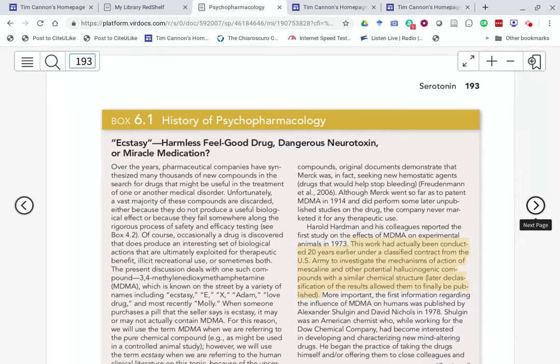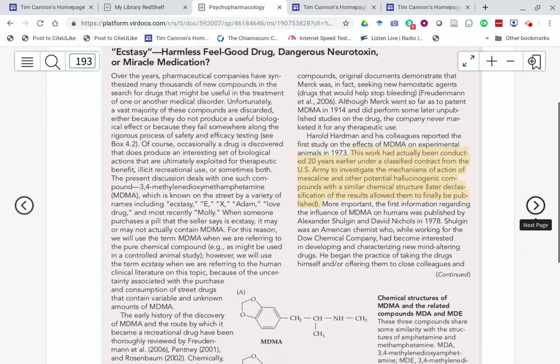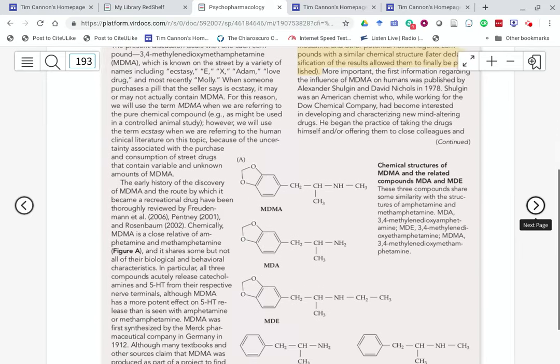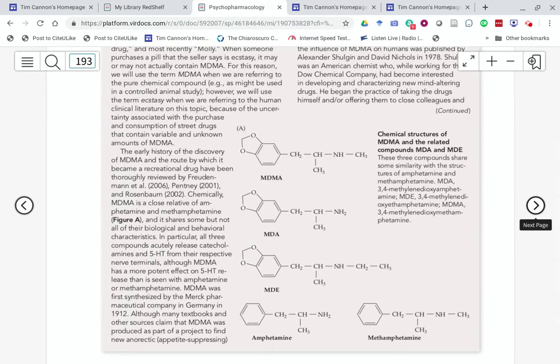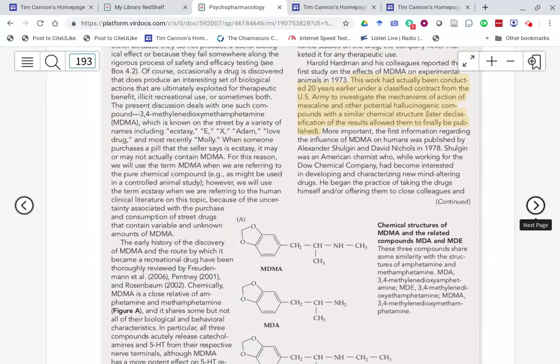Okay, now there's a big box, ecstasy, and here's some structures, and you can see that MDMA, MDA, MDE, amphetamine, and methamphetamine, there are some structural similarities, and there's a nice discussion here.